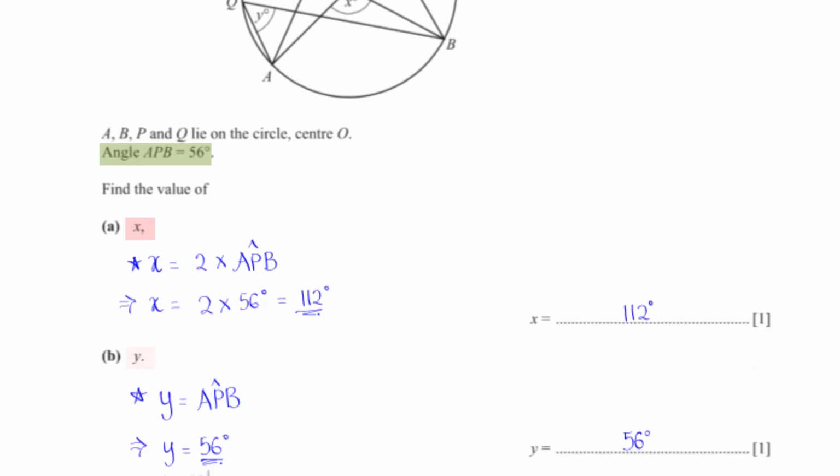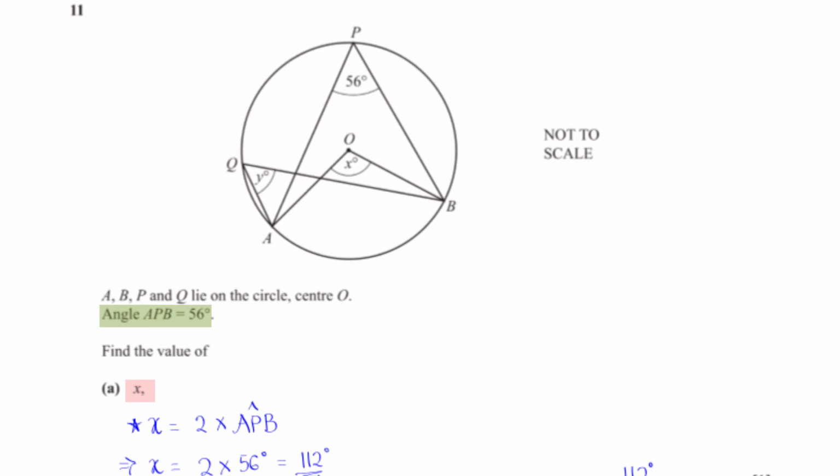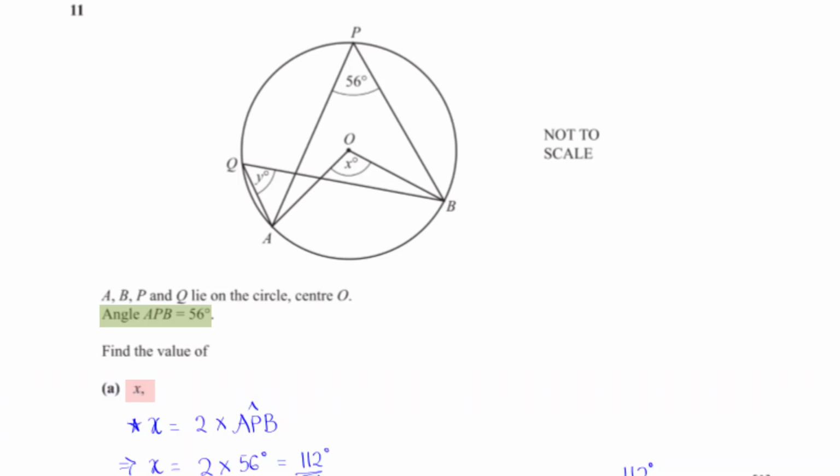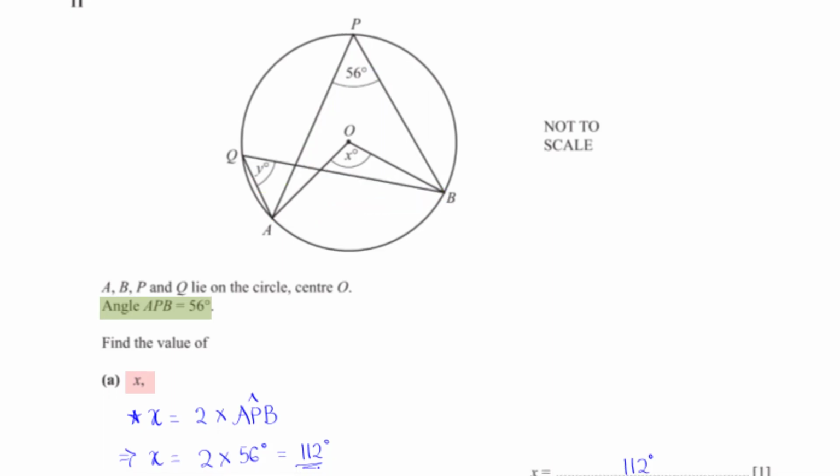To find the value of y, the angles subtended at the circumference by a given chord are equal. So since chord AB subtends an angle y on the circumference of the circle and subtends another angle 56 degrees at the circumference of the circle, y equals 56 degrees.